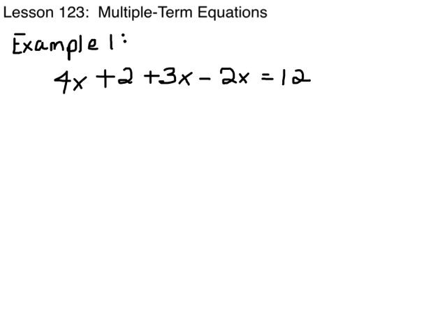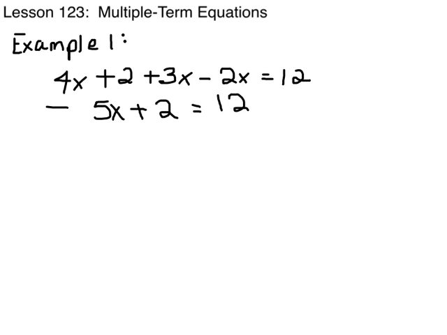So here we have 4x and 3x and a negative 2x. If I combine those, I'm going to have 4 plus 3 is 7, minus 2 is 5, so I'm going to have 5x. Now this 2 here, I don't have anything else over on this left-hand side to combine it with, so I'll just put it right here, equals 12.